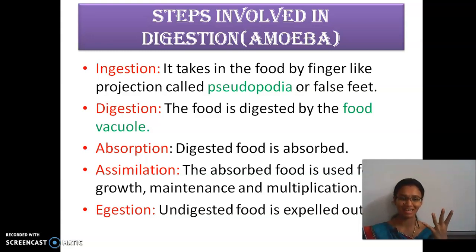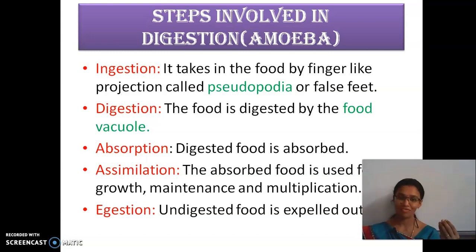But in human beings it is villi, right? It is present in the small intestine. Don't get confused, okay? In human beings, villi. But in amoeba, the pseudopodia help in taking in food, not in digestion. So it is called pseudopodia or false feet. The food which is taken in is digested by the food vacuole.